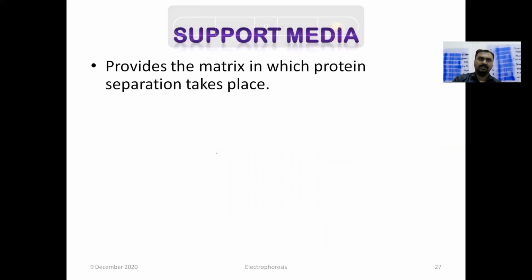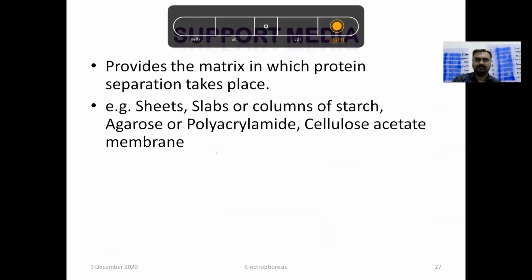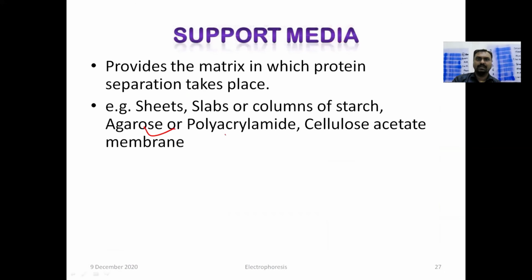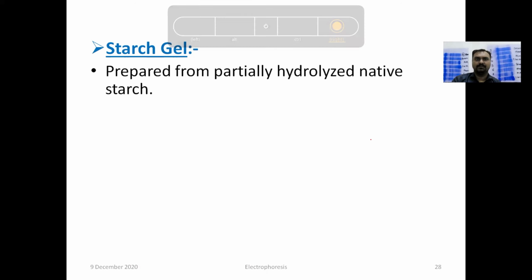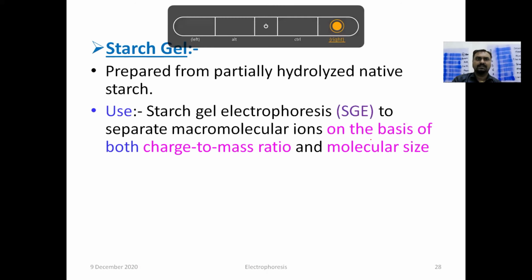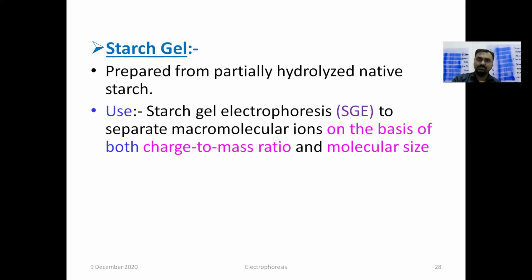Now, what are the different support media? It provides the matrix in which protein separation takes place. So we can use agarose, polyacrylamide, starch, or cellulose acetate membrane, and they will separate the molecules. Each of these has different properties. First is starch. It is a partially hydrolyzed product from the native starch, right? And it is not much used.